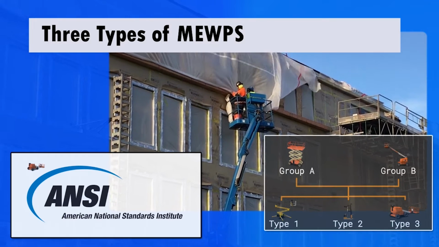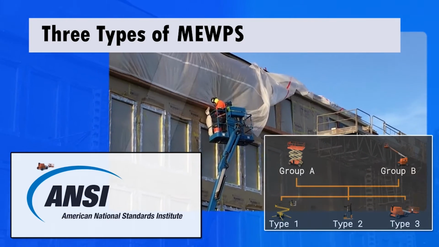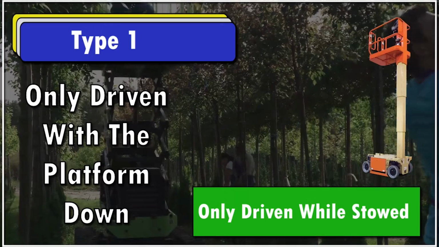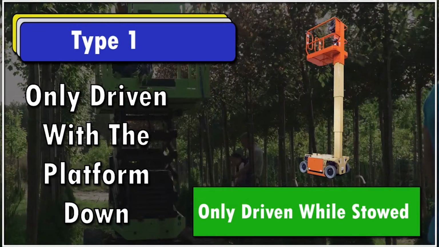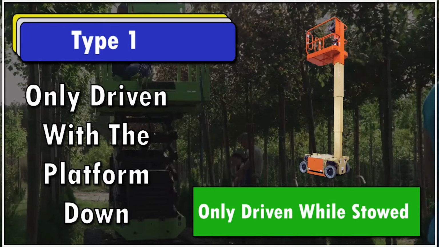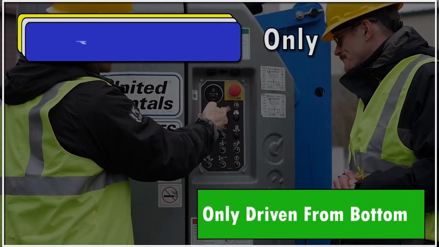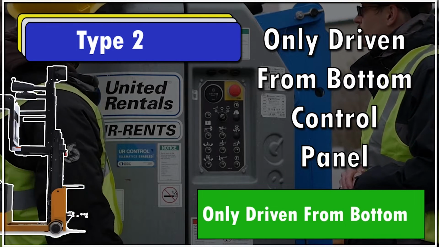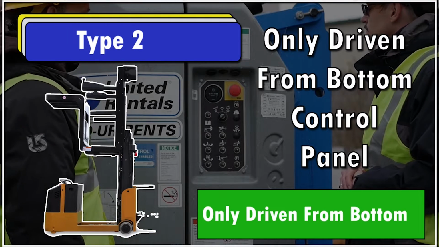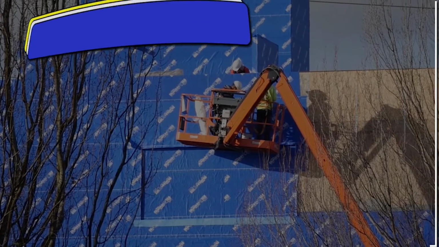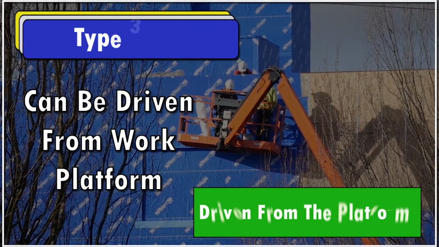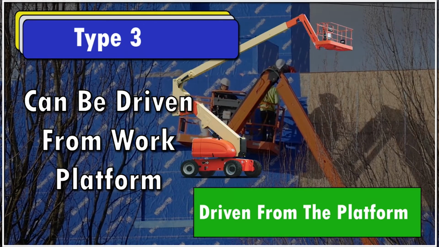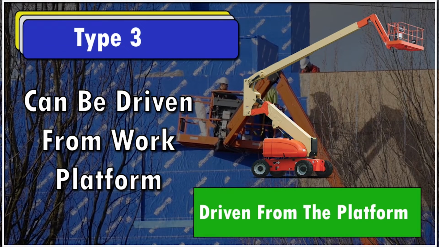Each group is divided into three types. Type 1 mobile work platforms can only be driven in the stowed position. A vertical tower is an example of a Type 1 elevated work platform. Type 2 work platforms can be driven while elevated, but can only be controlled from the bottom operator panel. A mobile stock picker is an example of a Type 2 device. Type 3 mobile elevated work platforms can be driven while elevated, and are controlled from the work platform. An articulating boom lift is an example of a Type 3 mobile work platform.